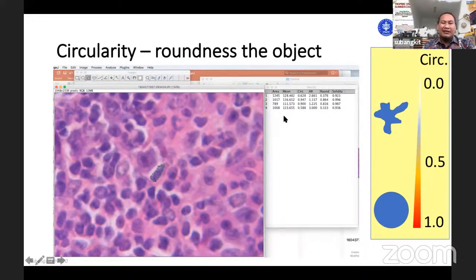So we can calculate the circularity. As we know, a circularity score near 1 is near a round shape, but a score near 0 belongs to an irregular shape. So we can calculate the circularity of all the cells in this feature.